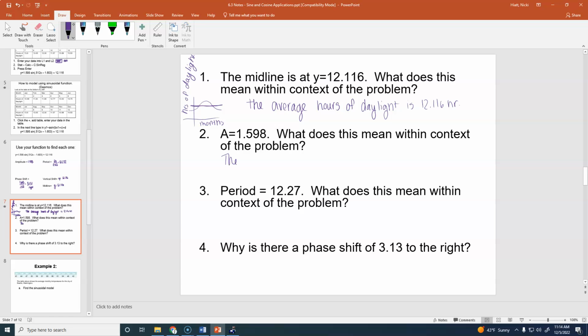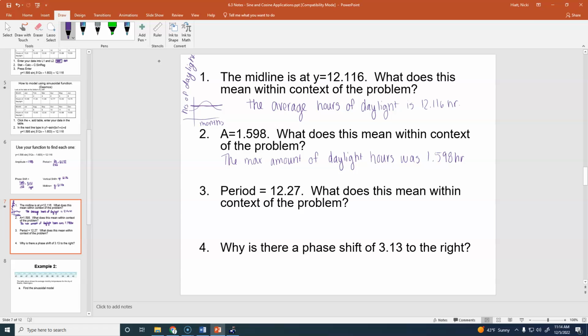Okay, I'm going to write down what Sophie said because she's close. The maximum amount of daylight hours was 1.598. That'd be hours, right? Does that make sense? 1.598 hours of daylight is very little daylight. But we could add a phrase to the end of this that would make it correct.